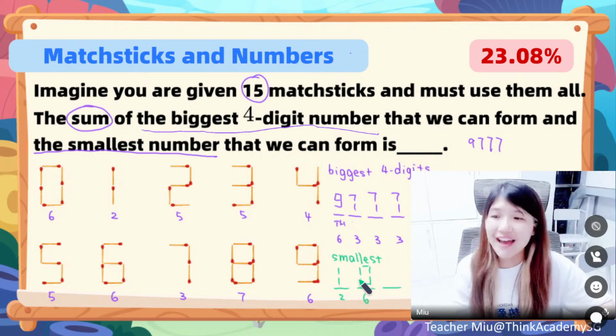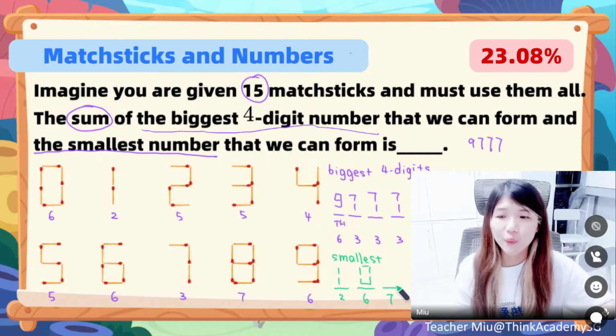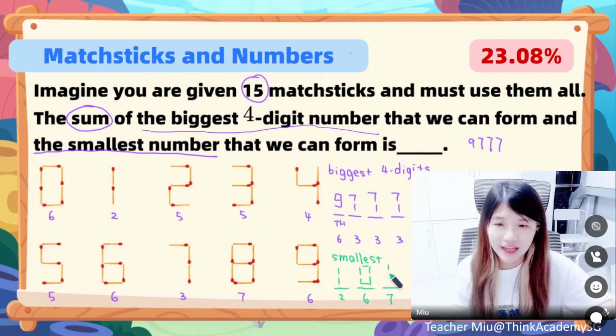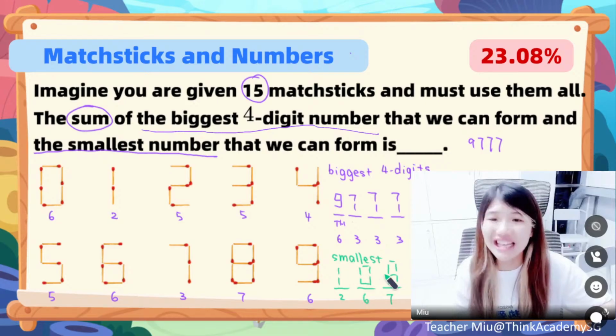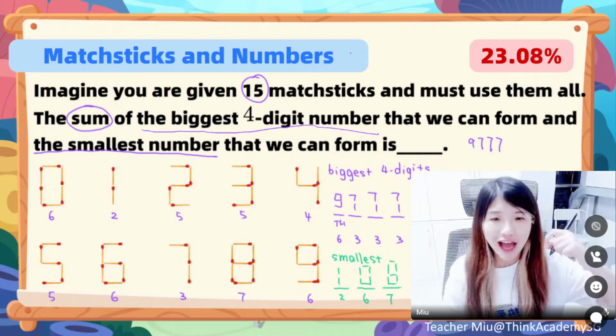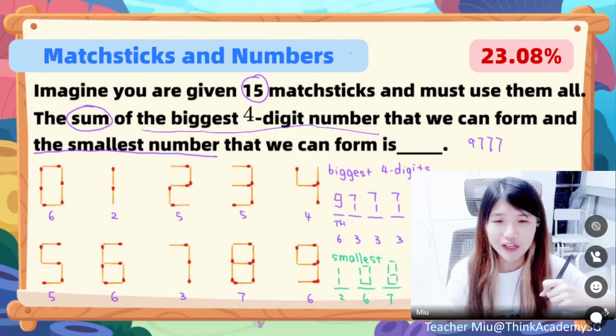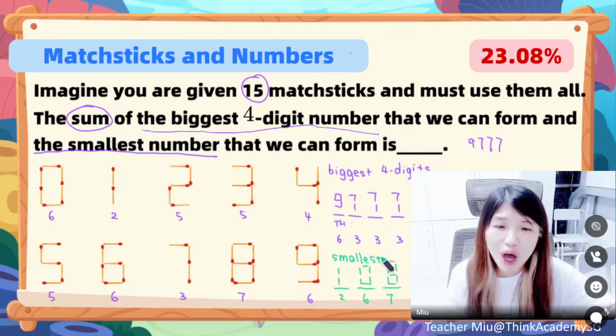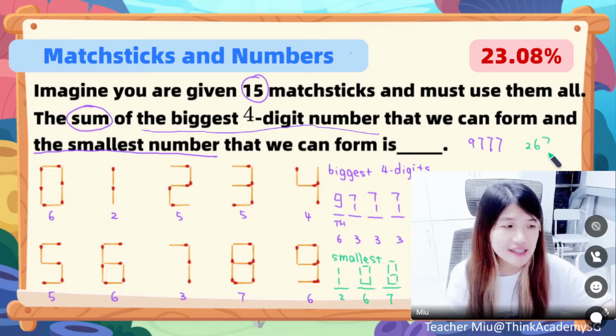Yes, then we should continue to the other one, where you still have 7 matchsticks left for the last digit, which is supposed to be 8. That's when you will find out the smallest number you can make. Though it didn't mention how many digits it is, you can still find out it's the smallest possible number, which is a 3 digit, and goes to 267.